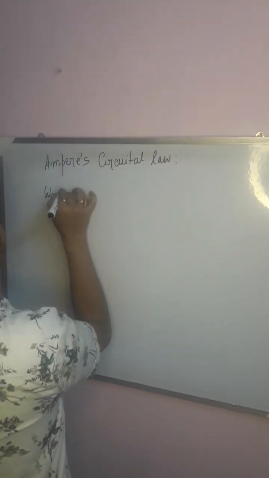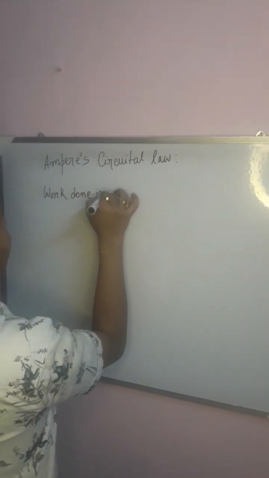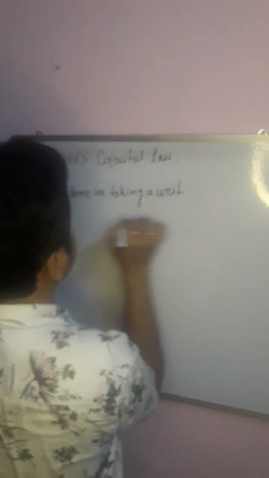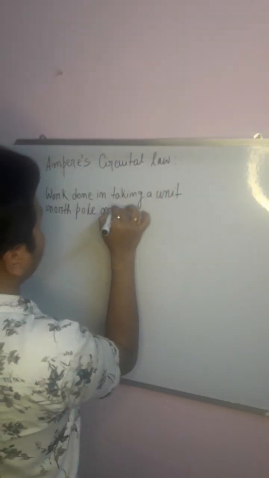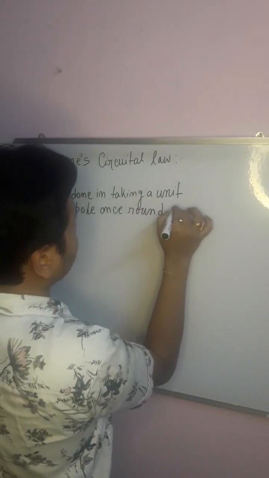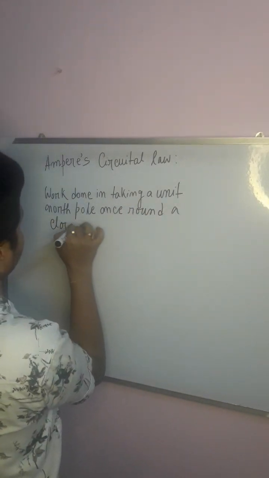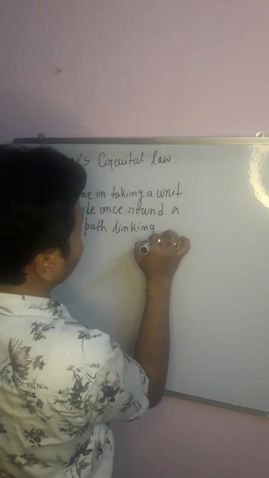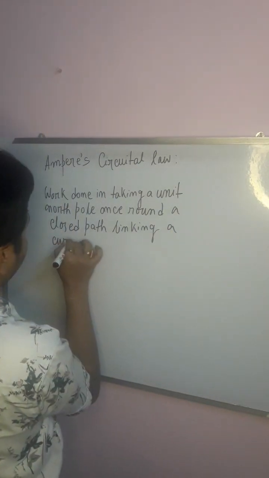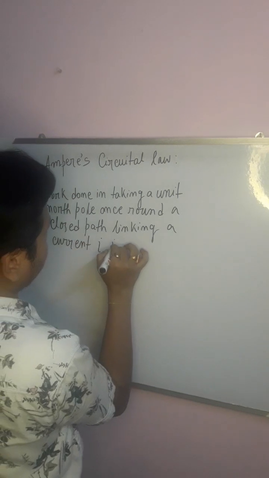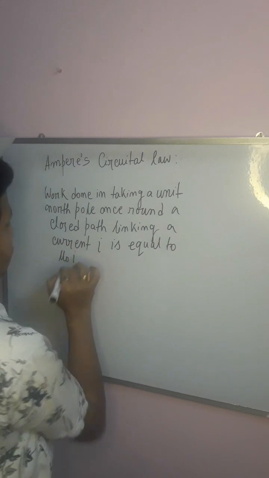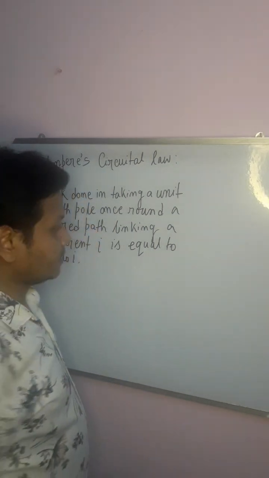So work done in taking a unit north pole once around a closed path linking a current I is equal to mu naught I. Okay, so mathematically how can we represent it?